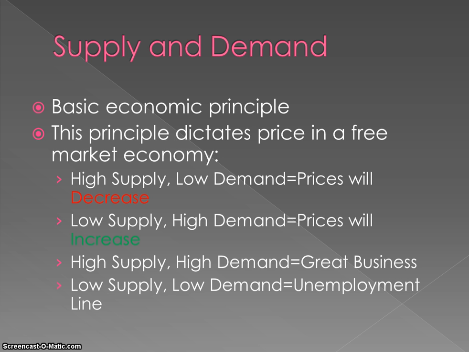So within this principle, a high supply and a high demand mean you have great business. That is good for business. You have a lot of what you need, but you also have a lot of people wanting to purchase it, so you're doing well. If you have a low supply and you have low demand, that will basically lead you to the unemployment line. You don't have enough of what is necessary, but you also don't have people willing to purchase items, so you have no revenue coming in. There goes your job.